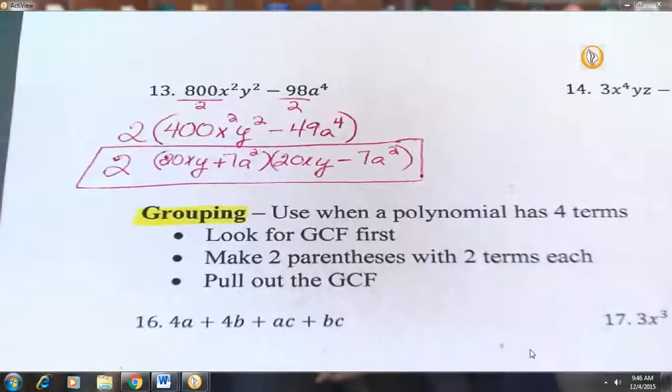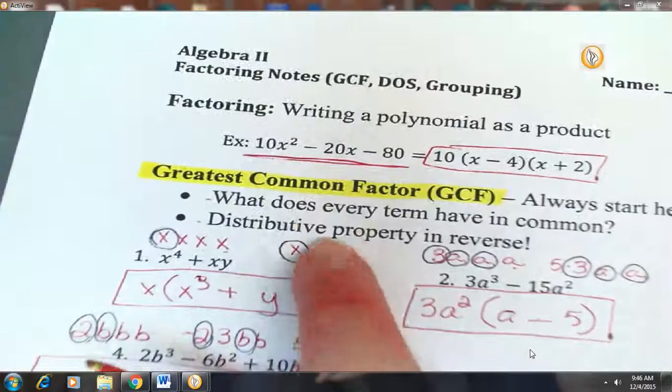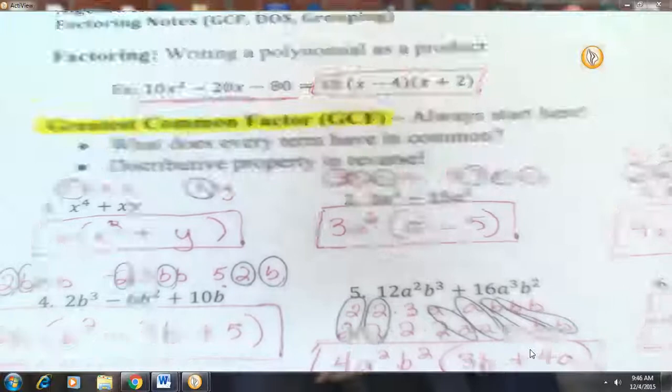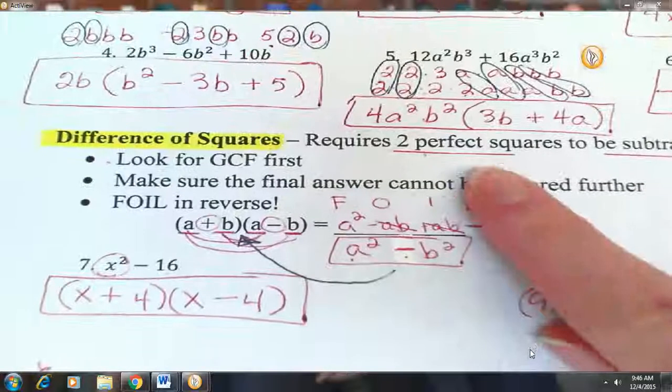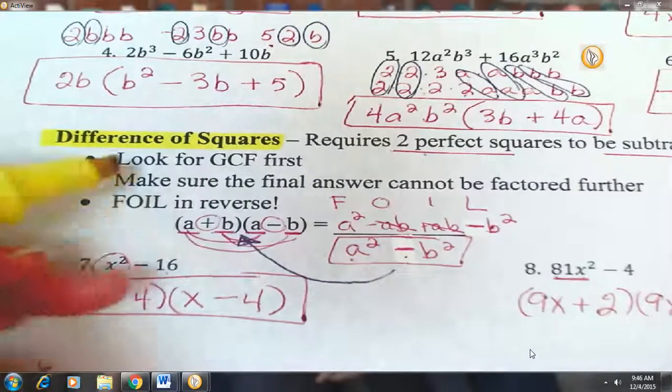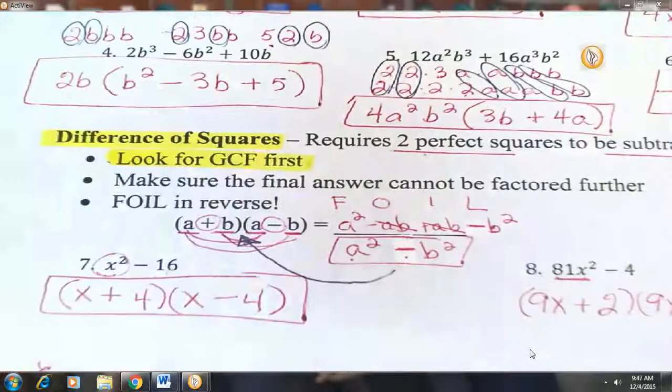So greatest common factor, just to review here real quick. Greatest common factor, we want to know what does every term have in common. It's the distributive property in reverse. We're working backwards. To do difference of squares, we have to have 2 perfect squares that are being subtracted. Remember to look for that greatest common factor first. You have to factor that out first, otherwise it won't be in simple or factored form.